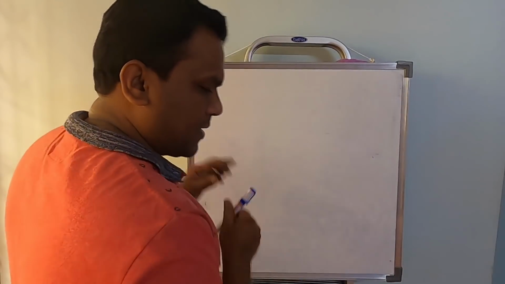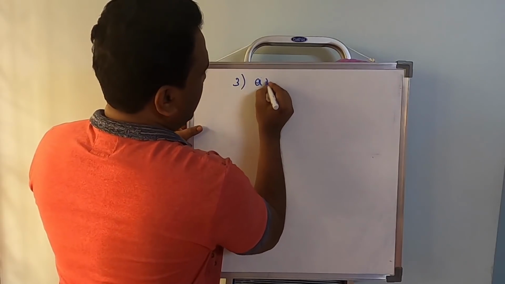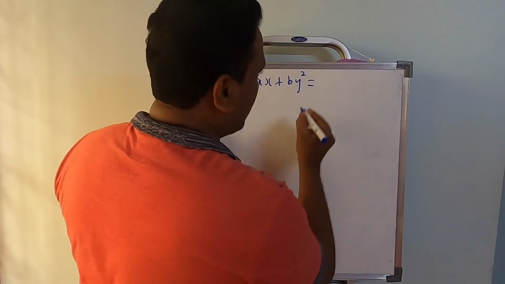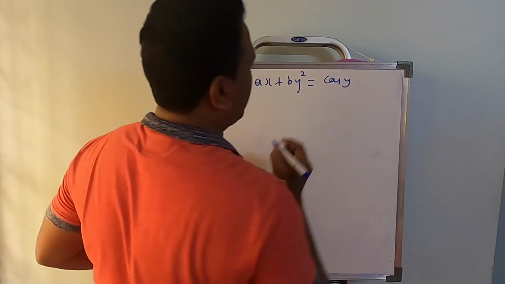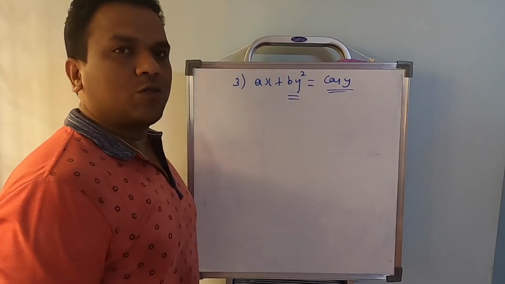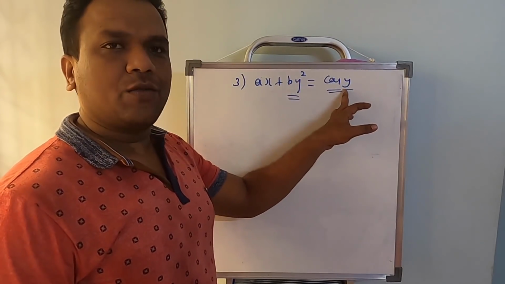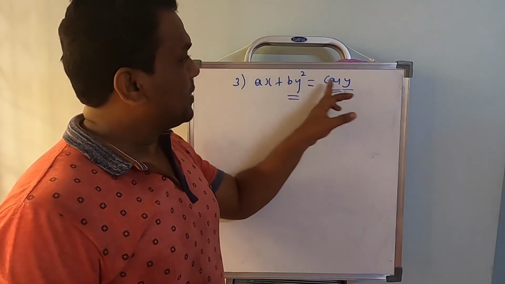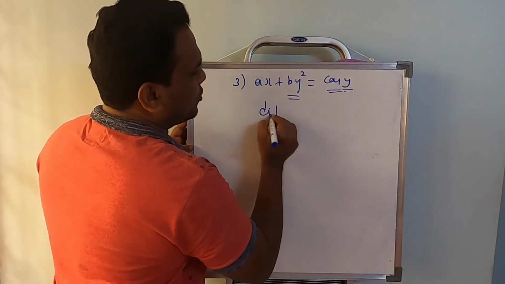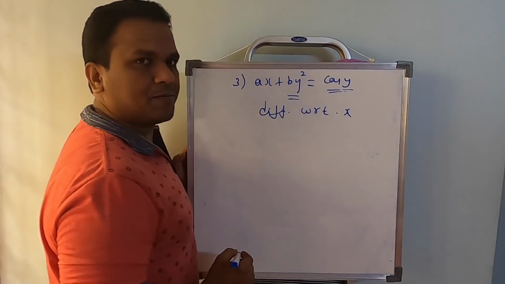So problem number 3 is given by (ax plus by) square is equal to cos y. So just observe, these two terms are functions of y actually. So on differentiating these two, we will be getting dy by dx. So there will be two places where you will find dy by dx. So it's better to write this word actually, differentiate with respect to x.